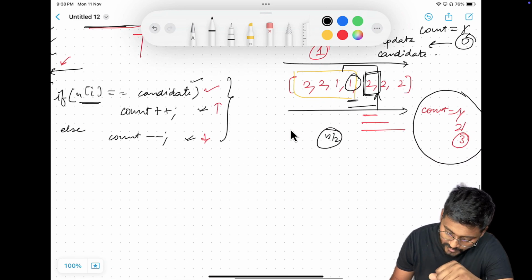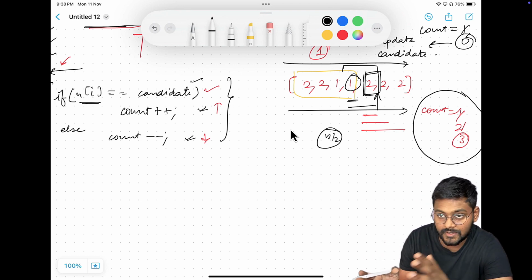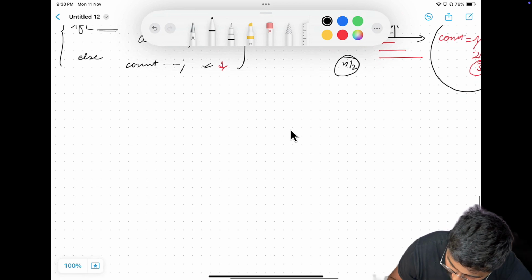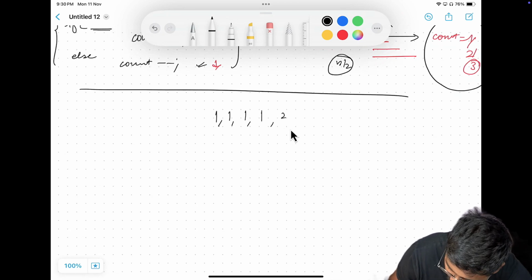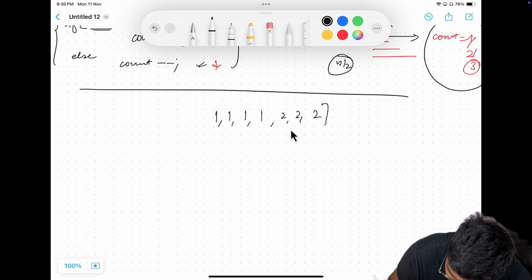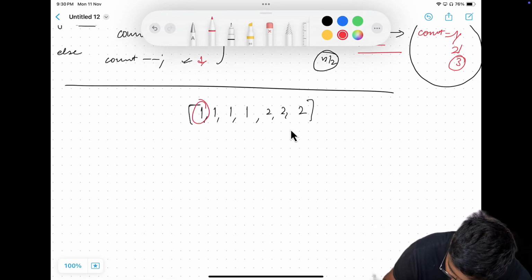Now you may wonder whether this is going to work even when the majority element is at the extreme end. Let's consider one case where the array is something like this: 1 1 1 1 2 2 2. Here we started with the first element and considered it a candidate.